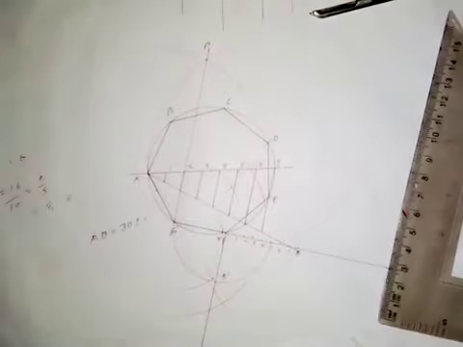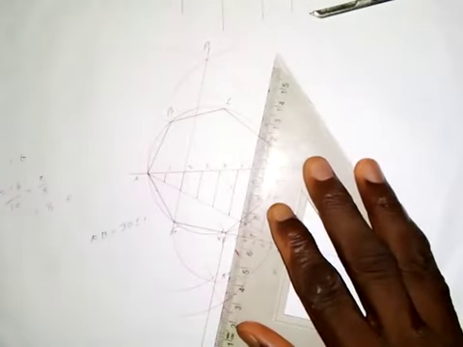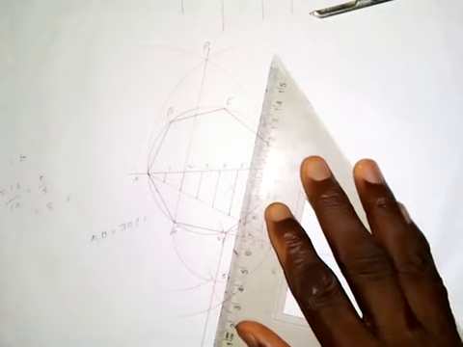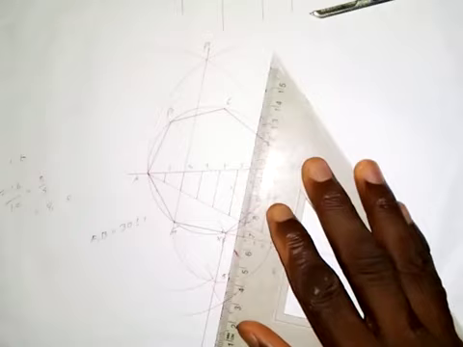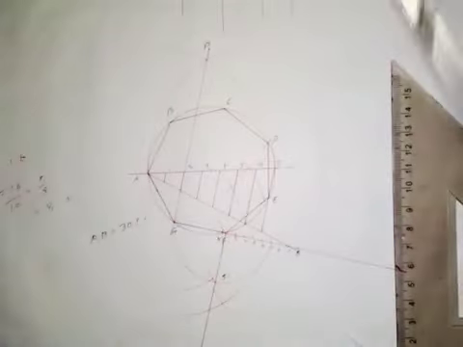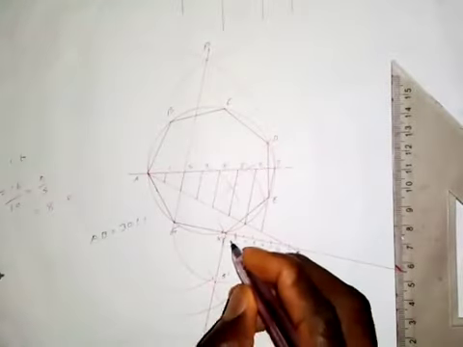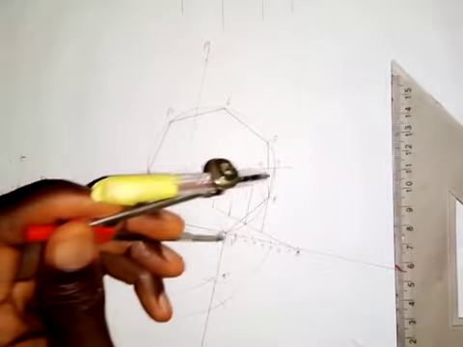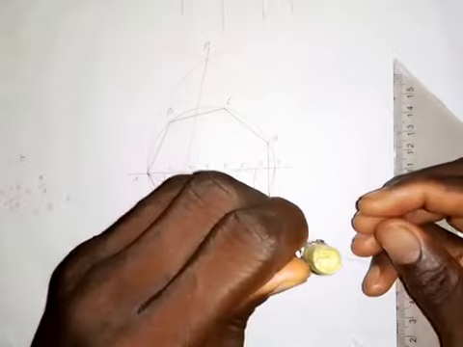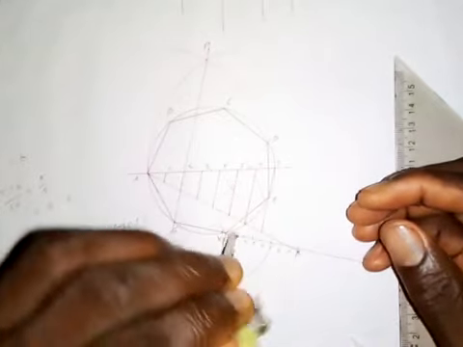All right, then I need to locate the midpoint of G8. All right, so this is G8 here. So I'll put the point of my compass at this point. I'll call this point Y here. So I need to construct a semicircle again. So extend to G here like this. Then I will draw a semicircle.